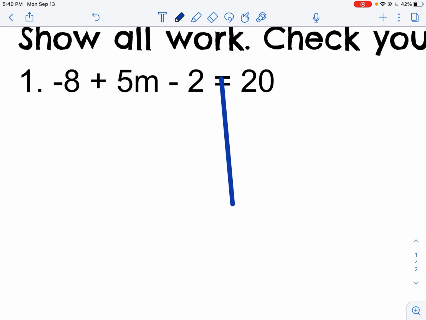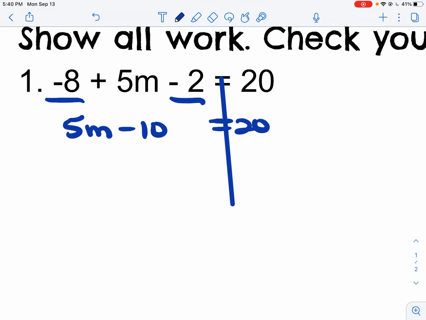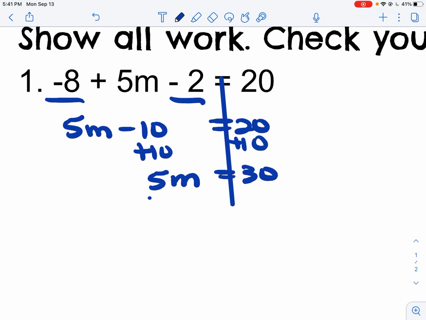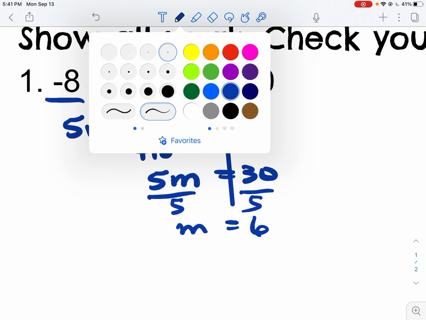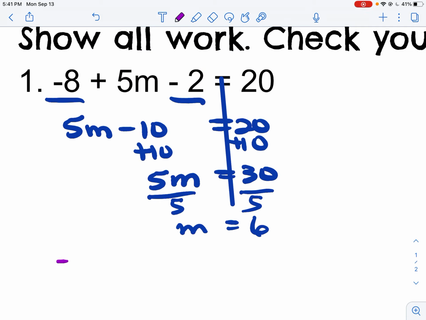So here we go. First things first, combine like terms. We don't have any distributive. These are like terms. So I have 5m minus 10 equals 20. So I add 10 to both sides of the equal sign. 5m equals 30. I divide by 5, and I get m equals 6. I check my work to make sure that I've done the right thing.